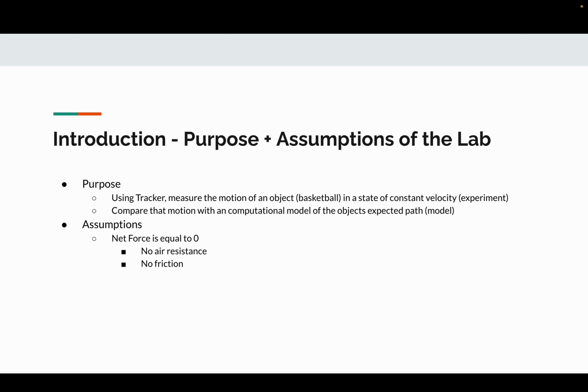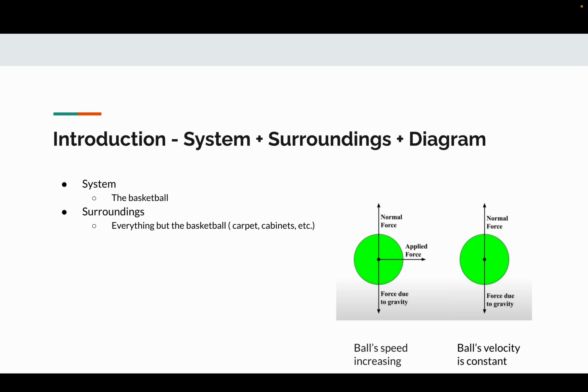conclusions from that model. Also, since we are trying to verify the object is in constant velocity, we can assume that net force is equal to 0, or that there is no air resistance or friction. The system is the basketball and the surroundings is everything else, such as the carpet or cabinets. The diagram below shows how initially there was an applied force in order to get the object to start moving. However, after some time, the object should remain in a state of constant velocity, resulting in the only forces acting on the object being the normal force and gravity, which cancel each other out.